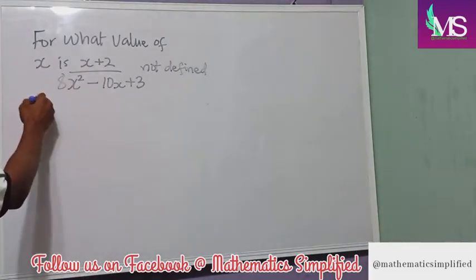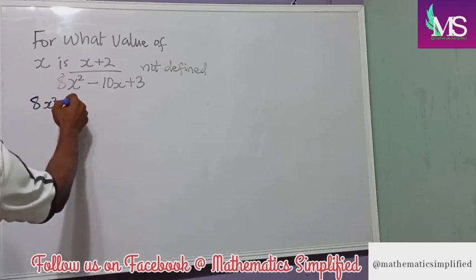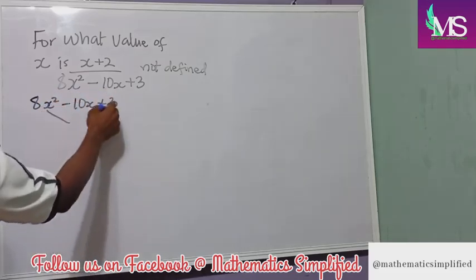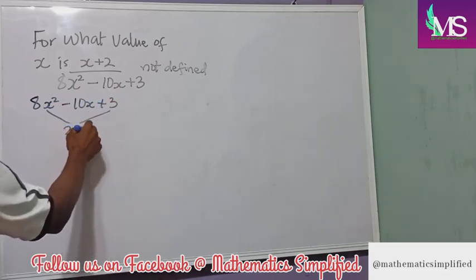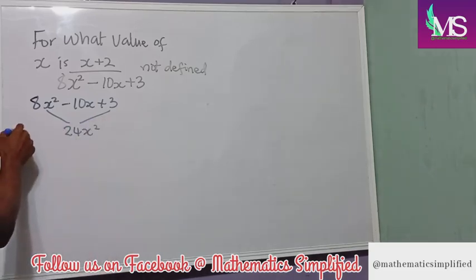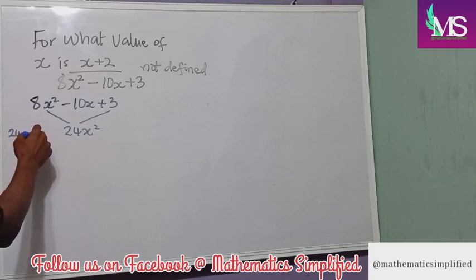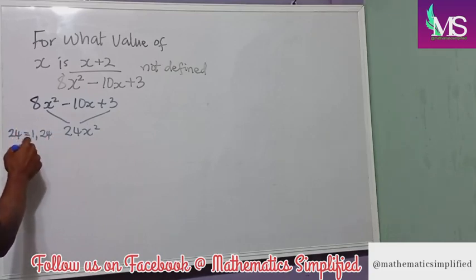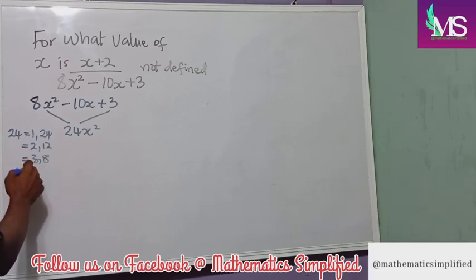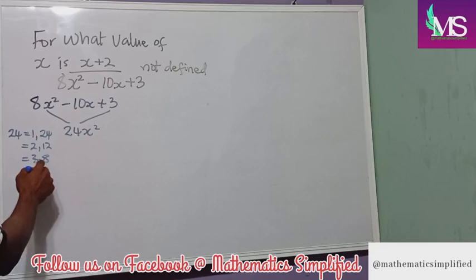So if we have 8x² − 10x + 3, bringing these two together, 8 times 3 gives 24x². So now let's look at the factors of 24. Factors of 24, we have 1 and 24, we have 2 and 12, we have 3 and 8, we have 4 and 6.